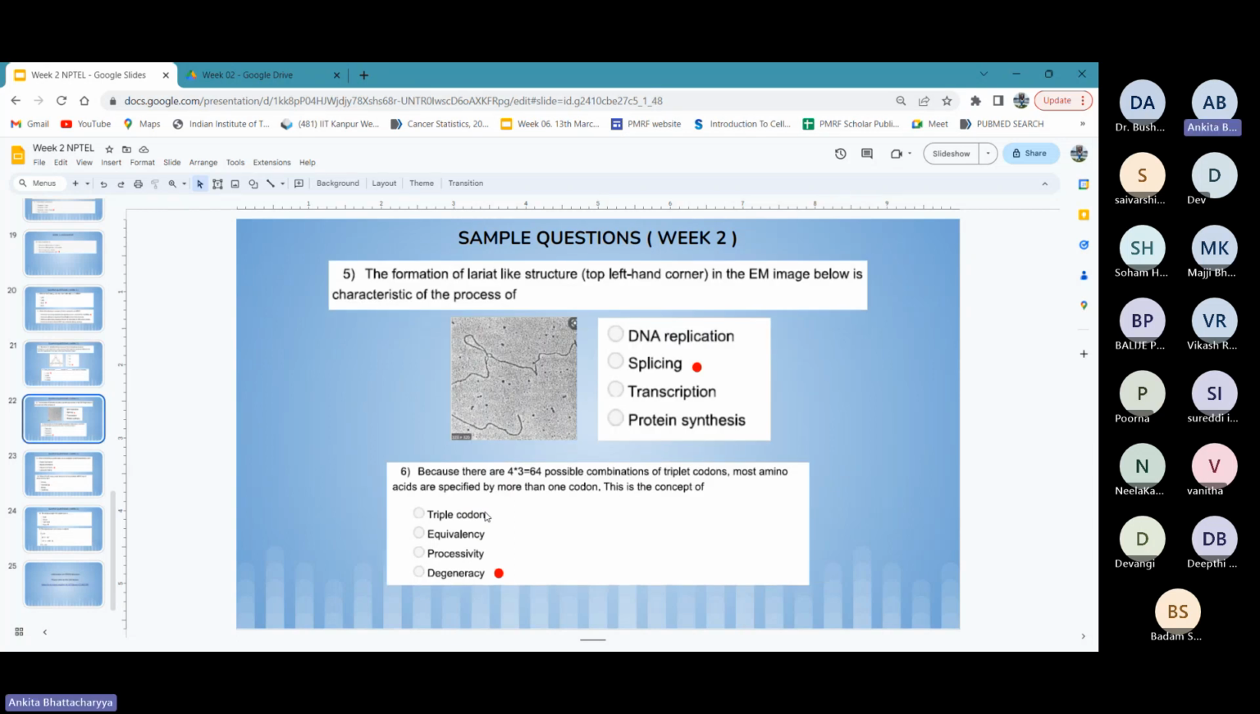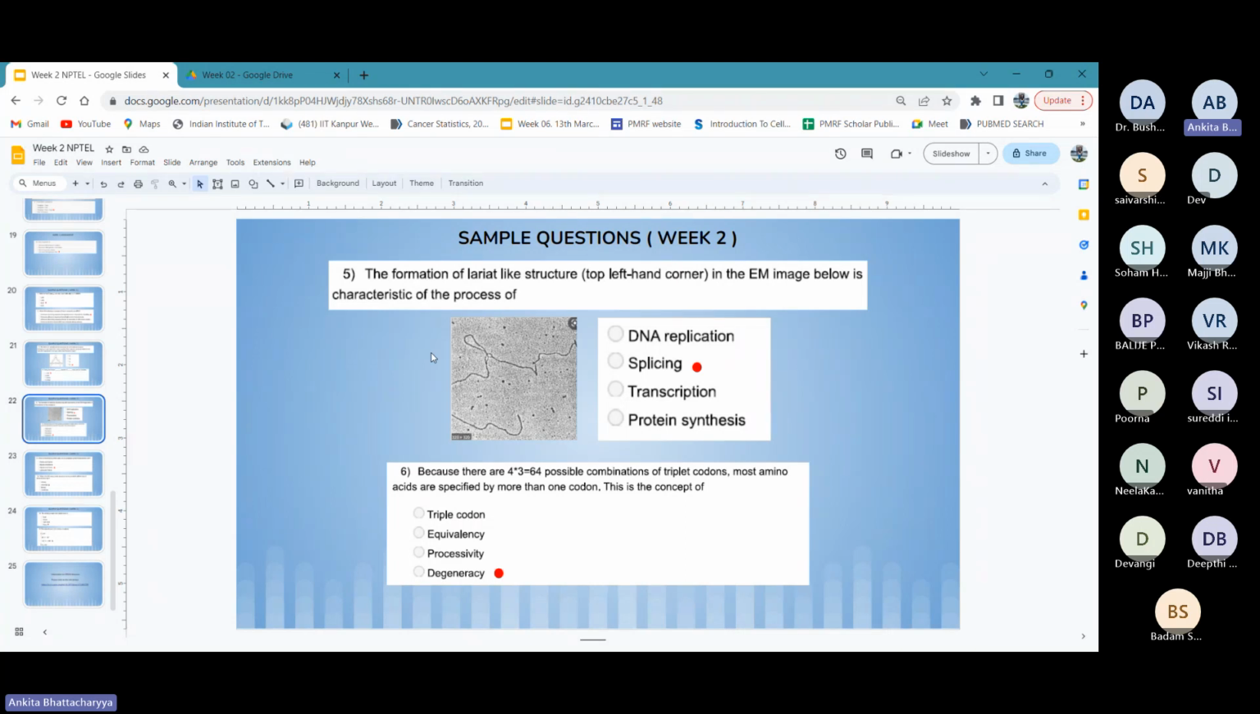Here we are being asked about the formation of the lariat-like structure, which is something I just discussed as well. The lariat-like structure in the electron microscopy image below is characteristic of the process of A, replication, B, splicing, C, transcription, or D, protein synthesis. If you look carefully at the structure, you'll see that there is some sort of a loop present in the form of a lariat, and that is indicative of the process of splicing.